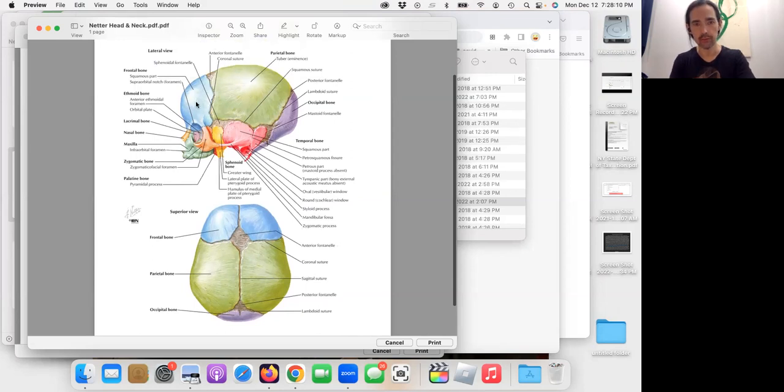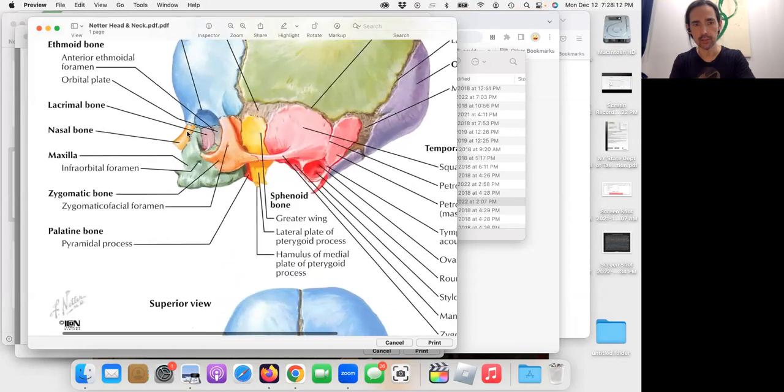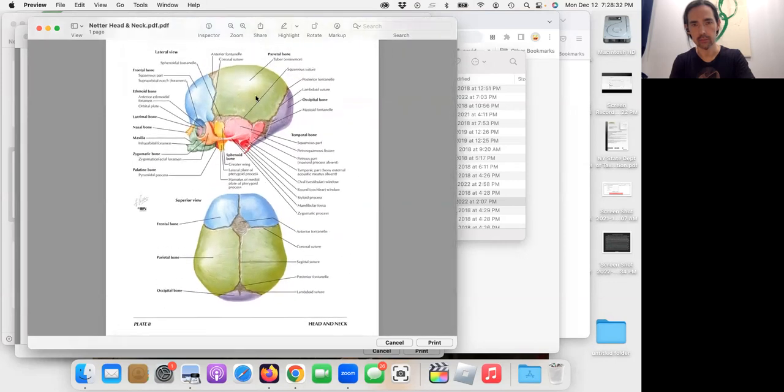Parietal bone, frontal bone, nasal bone, maxilla, zygomatic bone or zygoma, zygomatic arch, temporal bone, sphenoid bone, occipital bone, and parietal bone.